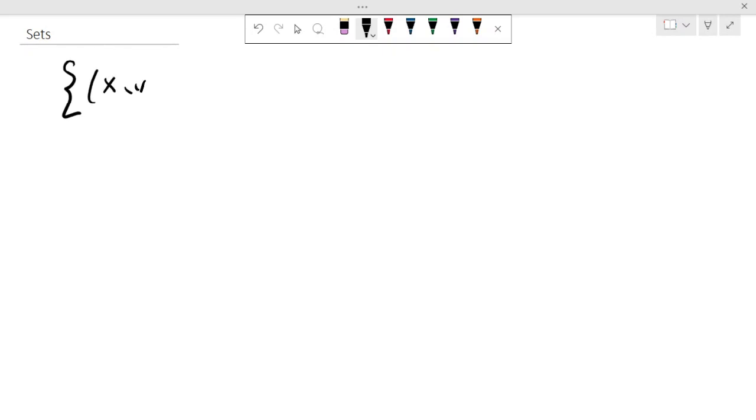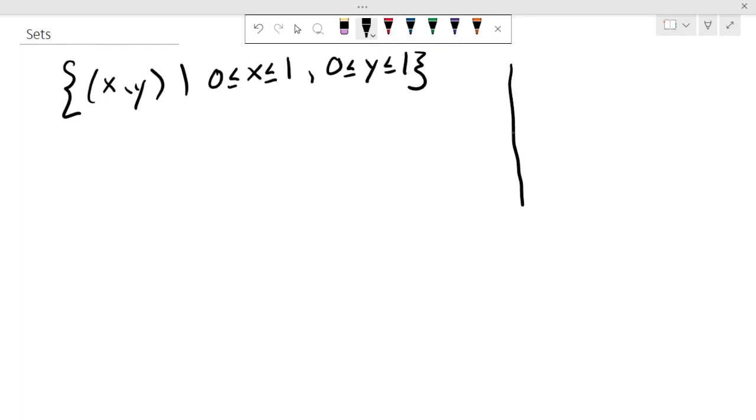So maybe, using the most recent stuff we did as an example, we could have the set of x and y points such that x is between 0 and 1, y is between 0 and 1, right? So pictured, this would be all of the points in this little square right here, right? And we write it this way because there's an infinite number of points here, so we can't actually write them all out. We could just have a finite set, right?